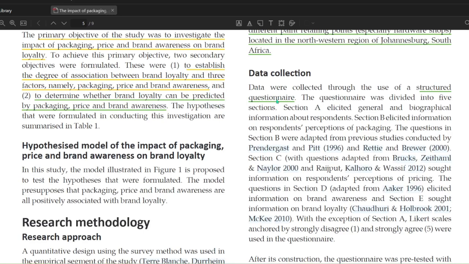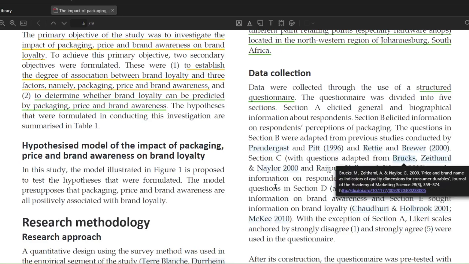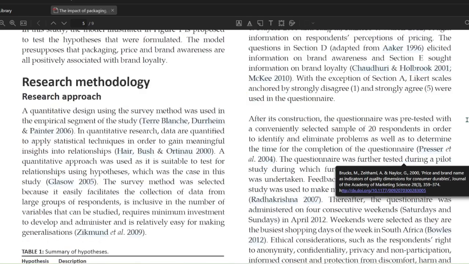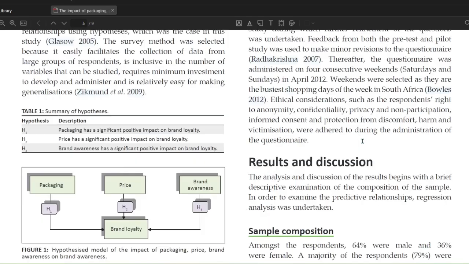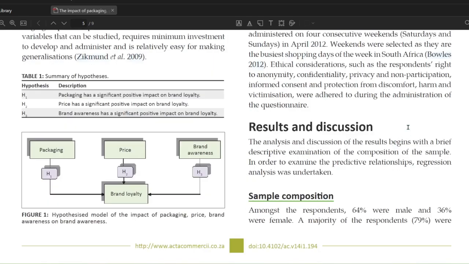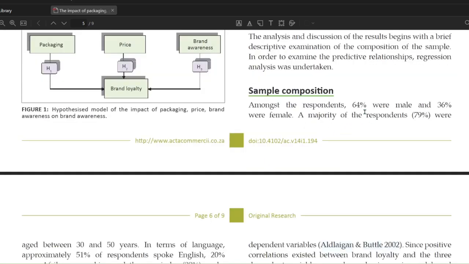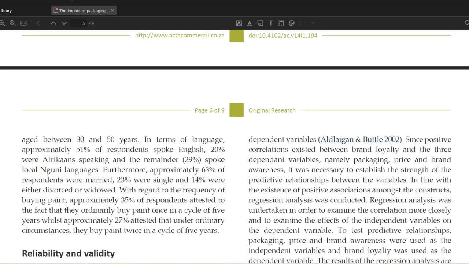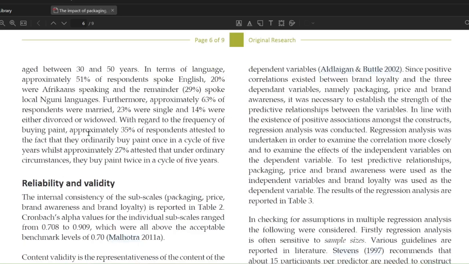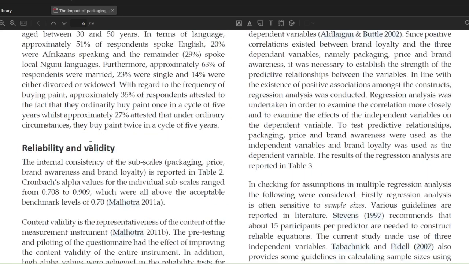How the study formulated their questionnaire is written here, and the sources they took help from to formulate their questionnaire. After that, we can go to the result and discussion section. Here, sample composition means demographic descriptive data was written, what is which percent, like the English speaking percent, age, and other things. Then the reliability and validity was checked.